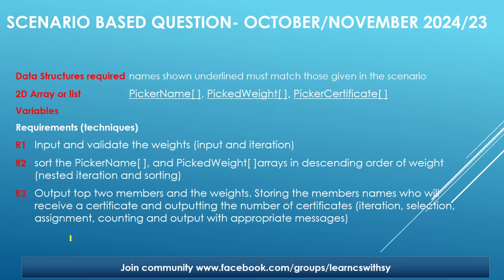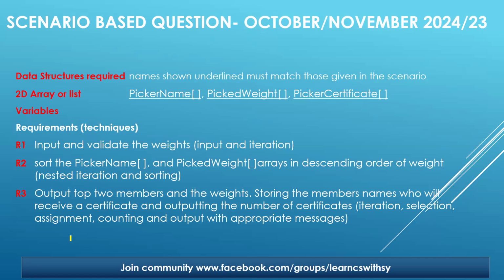Before that, what are the requirements we have talked about? Requirement 1 is the input and validating of the weights, and for that, definitely you need iteration. The second requirement is sorting the picker name and the picked weight. Definitely the two arrays are supposed to be sorted in descending order of weight. And for that, you have recalled that bubble sort means you need nested iteration to perform the sorting action.